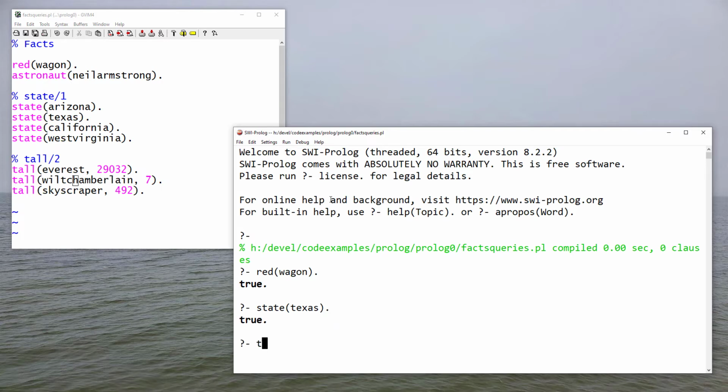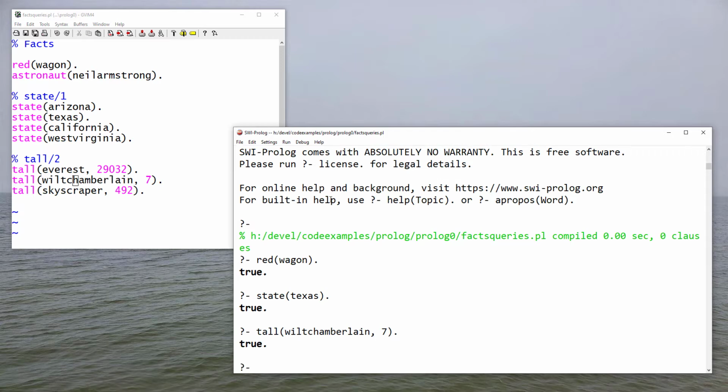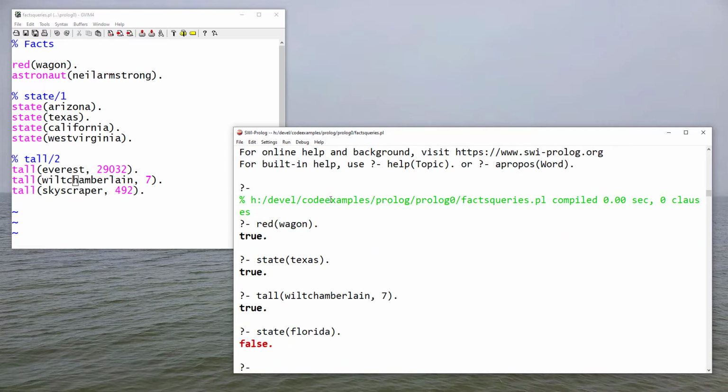Is Texas a state? Yes, it is. Was Wilt Chamberlain 7 feet tall? And of course I have to spell it right. And the answer to that is true. Now I could also ask, is Florida a state? And the answer to that is no.